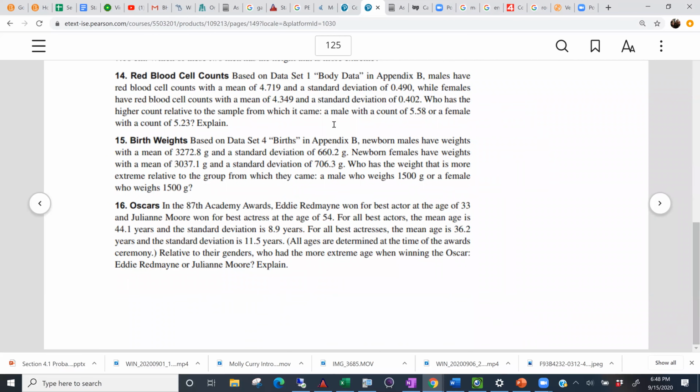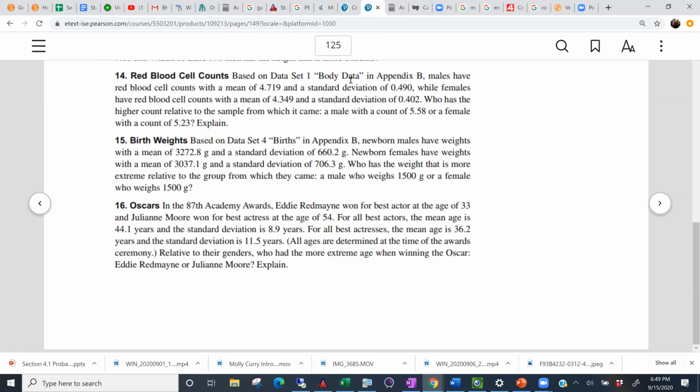Problem number 14. Based on data set 1, body data in appendix B, males have red blood cell counts with a mean of 4.719 and a standard deviation of 0.490, while females have red blood cell counts with a mean of 4.349 and standard deviation of 0.402. Who has the higher count relative to the sample from which they came? Male with a count of 5.58 or female with a count of 5.23. So same kind of thing here.